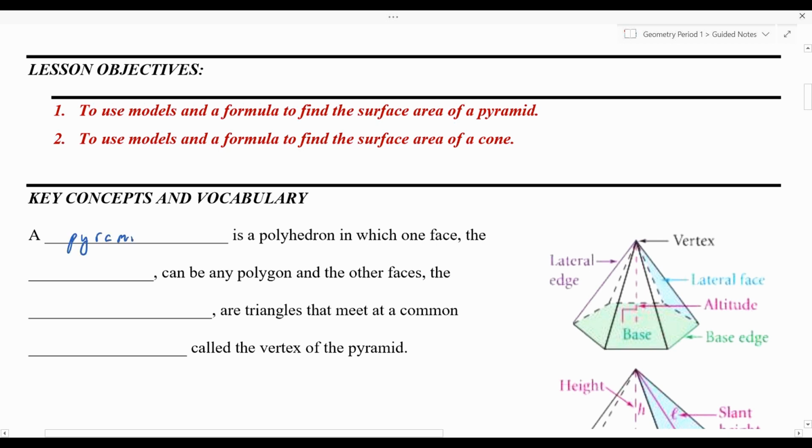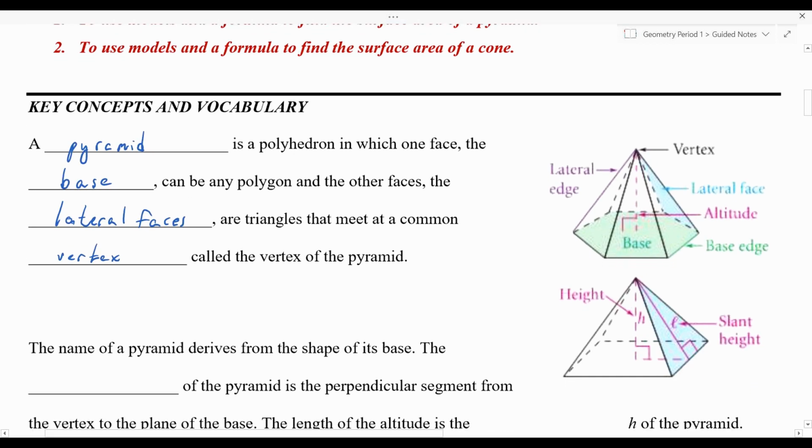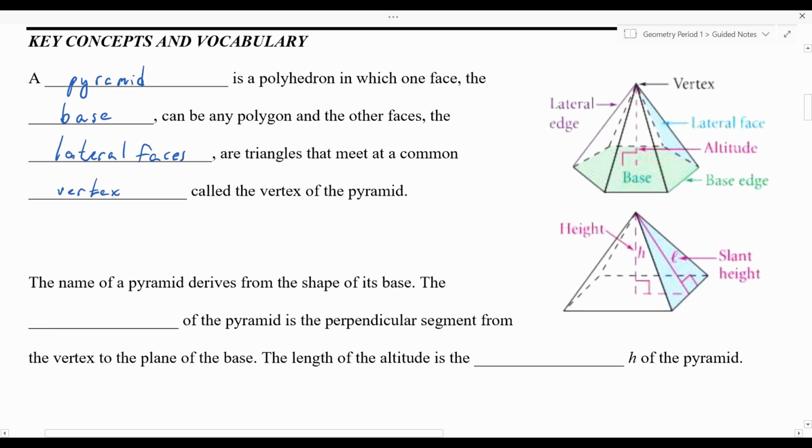A pyramid is a polyhedron in which one face, the base, can be any polygon, and the other faces, the lateral faces, are triangles that meet at a common vertex, called the vertex of the pyramid. Alright, the name of the pyramid derives from the shape of its base.